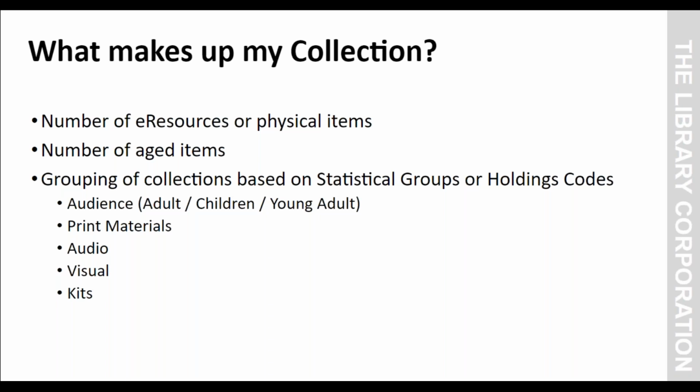The number of aged items. So if something's been published 15, 20 years ago versus newly published materials. And then things that are set up based off of your holdings codes or your statistical groups created in LS2 preferences. So things like adult materials and children versus young adult, or like the material type of print materials versus audio and visual, or even collection of things like kits for a maker lab that you can put inside a holdings code or in various holdings codes to be represented as a statistical group.